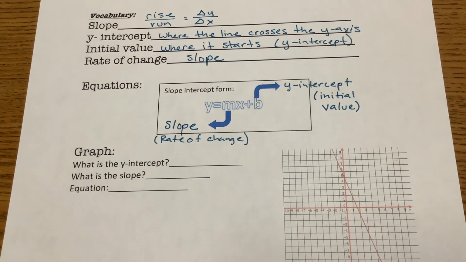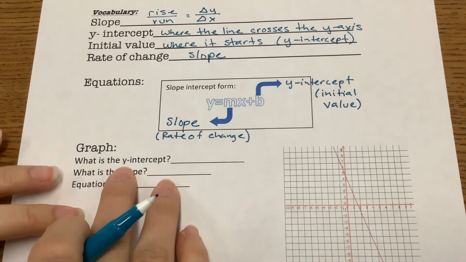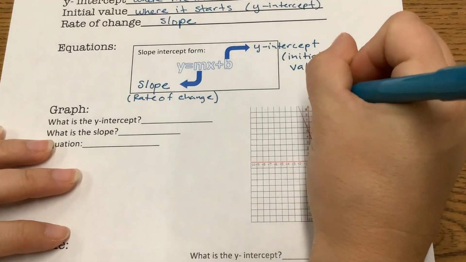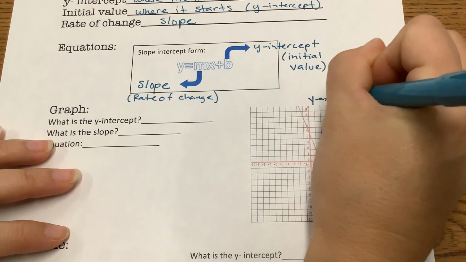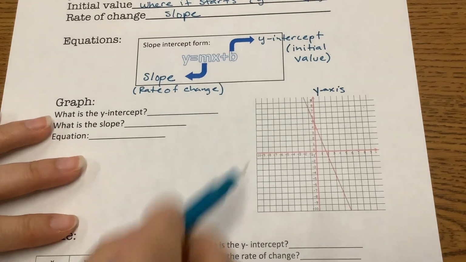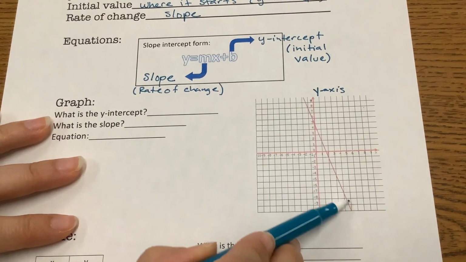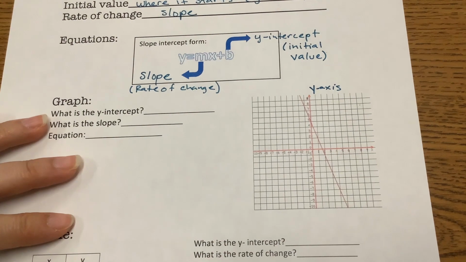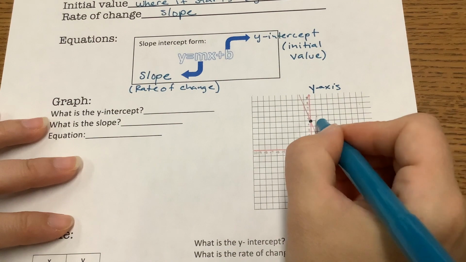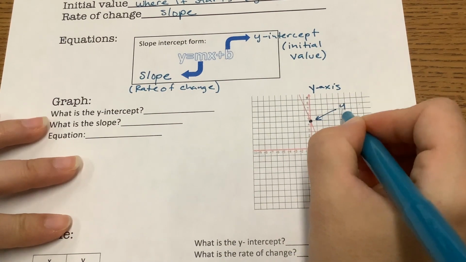Okay, so now let's identify those in different representations. The first one we'll look at is identifying it on a graph. So they ask about the y-intercept first because that's where it crosses the y-axis. The y-axis is always that vertical line, okay? So this is the y-axis here, this vertical one. So where is this diagonal line crossing the y-axis? What value? It's crossing at 5, so put a point on 5. Draw an arrow to it and label it the y-intercept.